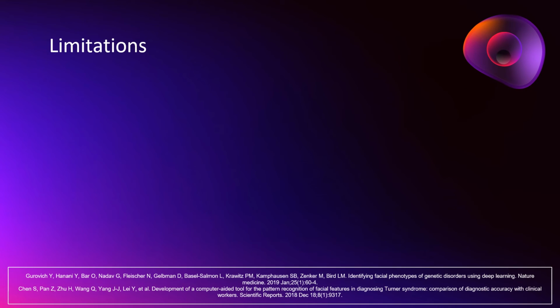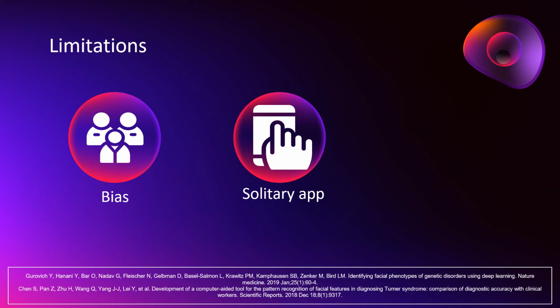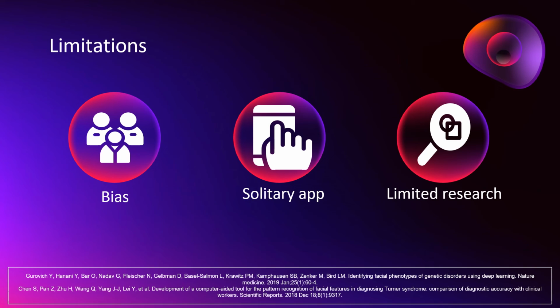There are a few limitations regarding the studies carried out on a few individual syndromes. Most of the studies have been carried out on certain ethnic populations, undermining the accuracy of the application in other ethnic populations. So far, only one application, which is the Face2Gene application, has been fully developed. More studies are required to further explore the usefulness of these applications.